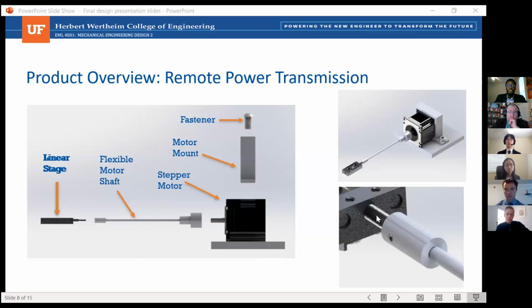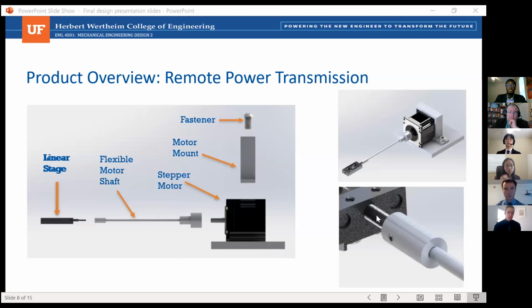Our remote power transmission consists of 3 flexible steel motor shafts that connect the linear stages to the 3 STP-MTR-23055 stepper motors. The stepper motors provide 17.25 pound-inch of maximum holding torque with an inductance of 2.4 millihenries, thus making it compatible with the smoothie board provided.